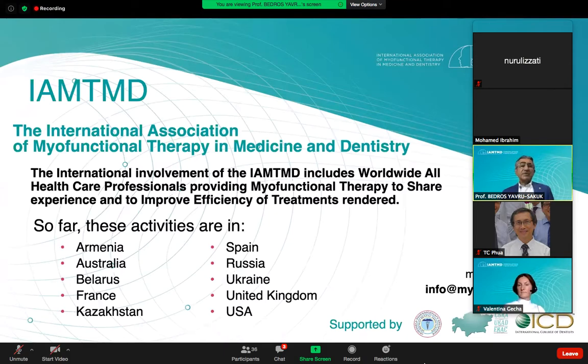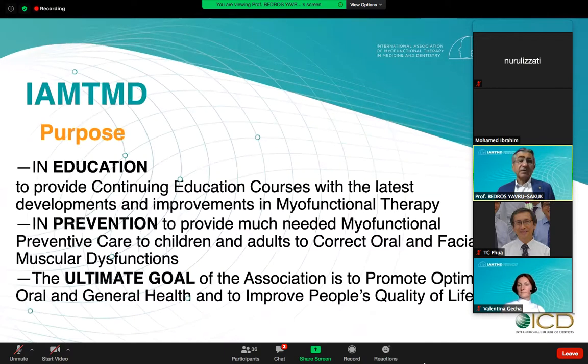The purpose of the association is in education, to provide continuing educational courses, and in prevention, to provide much needed myofunctional preventive care to children and adults. And the ultimate goal of the association is to promote optimum oral and general health and to improve people's quality of life.